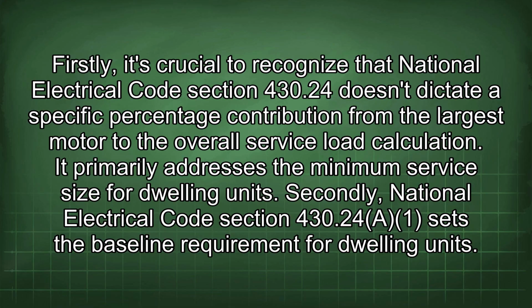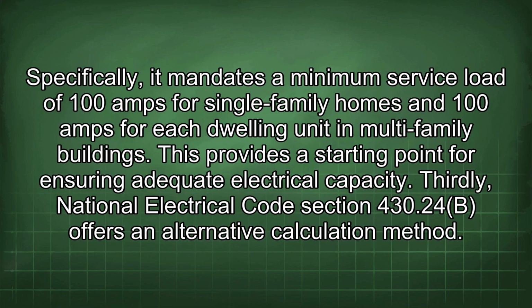Firstly, it's crucial to recognize that National Electrical Code Section 430.24 doesn't dictate a specific percentage contribution from the largest motor to the overall service load calculation. It primarily addresses the minimum service size for dwelling units. Secondly, National Electrical Code Section 430.24 sets the baseline requirement for dwelling units. Specifically, it mandates a minimum service load of 100 amps for single-family homes and 100 amps for each dwelling unit in multi-family buildings. This provides a starting point for ensuring adequate electrical capacity.